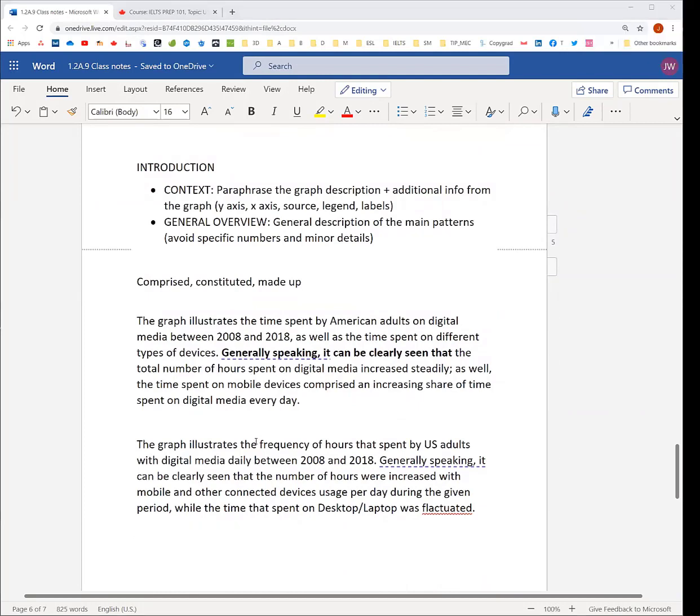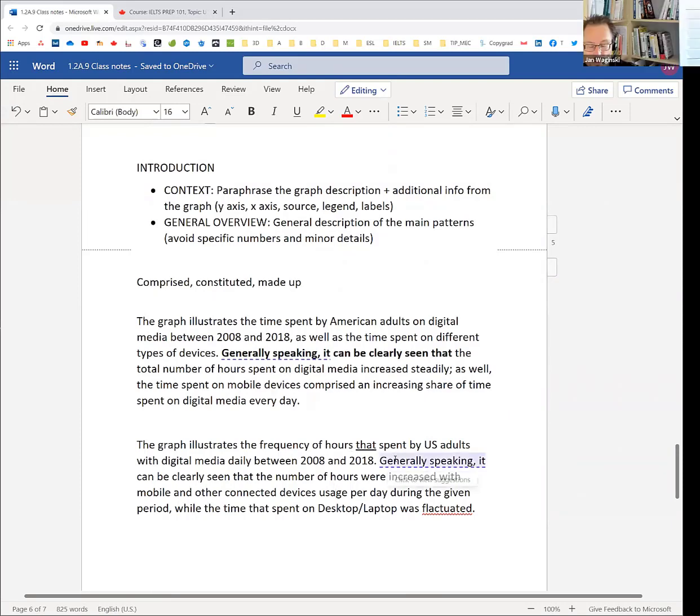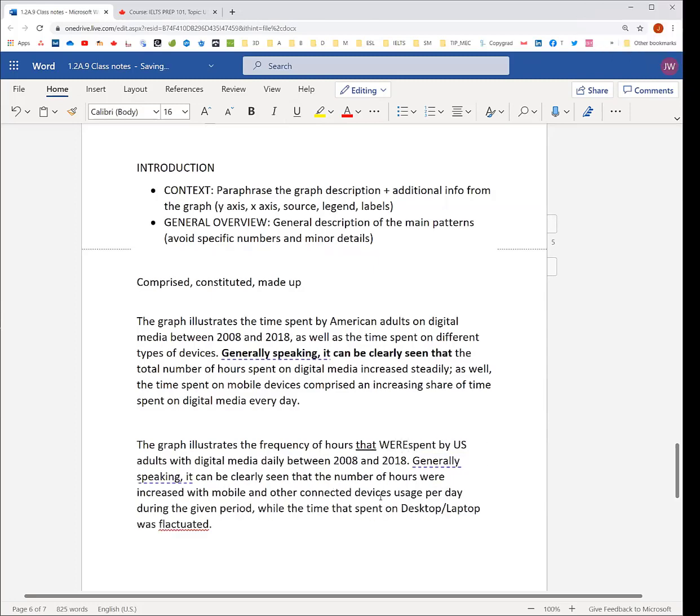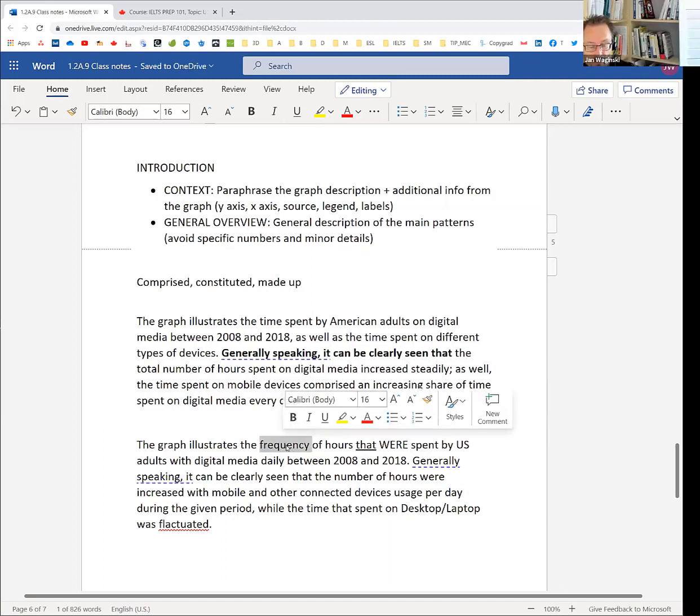Yes, I'm here. Okay, the graph illustrates the frequency of hours where spent? Remember the participles lesson we just did? What do we have to get rid of to make a participial phrase? You can, yes, you can do that, were spent, but it's not frequency of hours. It's not frequency, Allah.